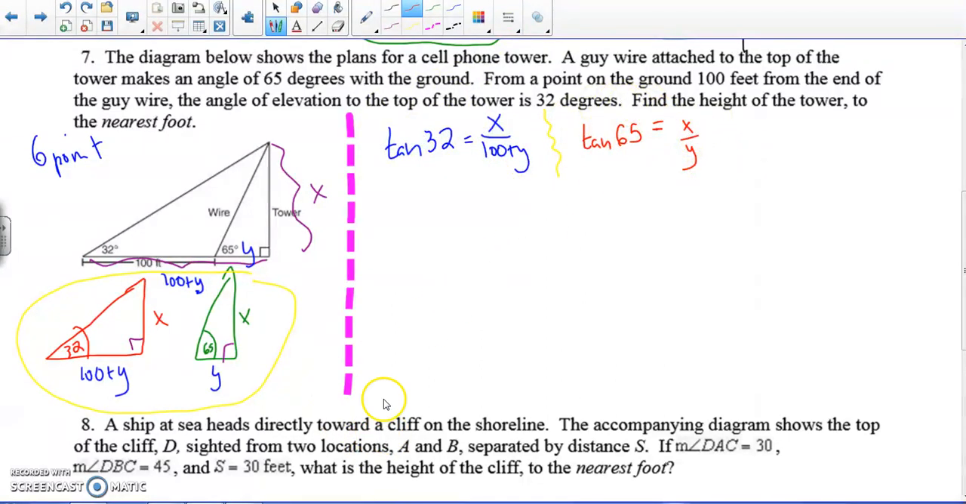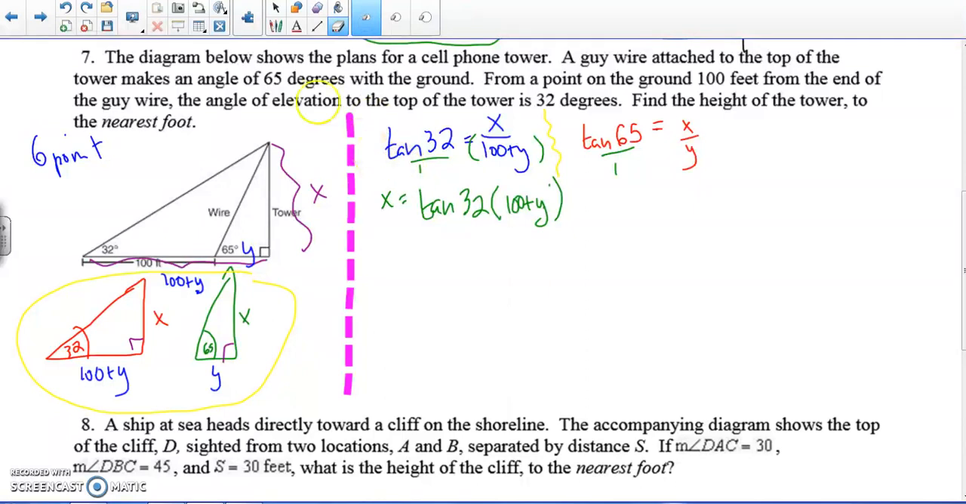So remember, if you don't have one full side when we redraw our triangles, that's when you want to have another variable involved. Now we can do what we usually do, and we'll cross multiply. So we'll do the same thing with both sides, and now we have x equals, and this is where you have to be careful. We have to remember to distribute, or to keep that as one big term, the 100 plus y. So what we have is that x equals the tangent of 32 times the whole quantity 100 plus y.